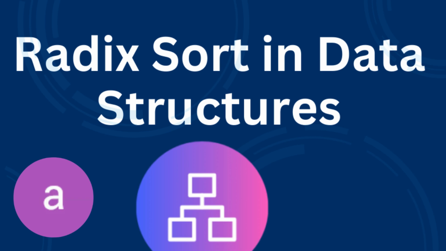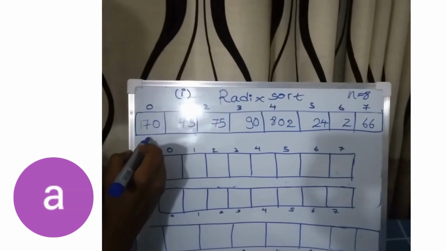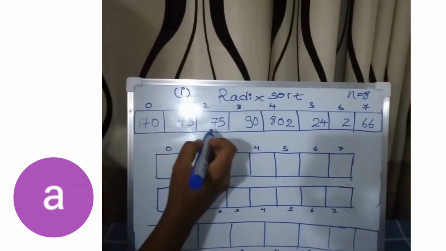So, to process one digit at a time, start from the rightmost digit. After sorting by all digits, the array is fully sorted. So let's see how Radix sort works.